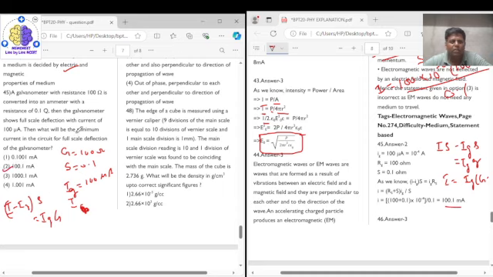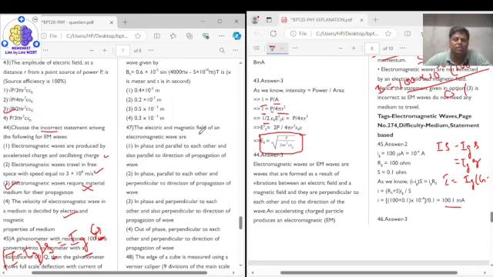So the formula which we have used here is (I minus Ig) into S is equal to Ig into G. G is the resistance of the galvanometer, Ig is the galvanometer full scale deflection current, S is the shunt connected. Now coming to question number 46.